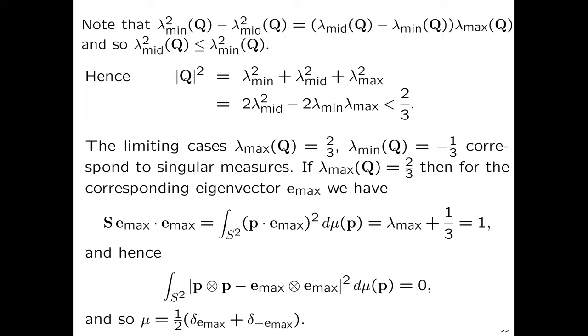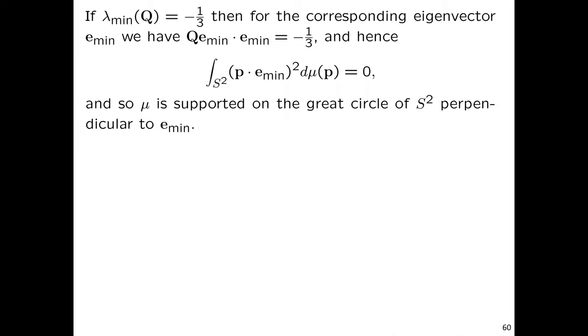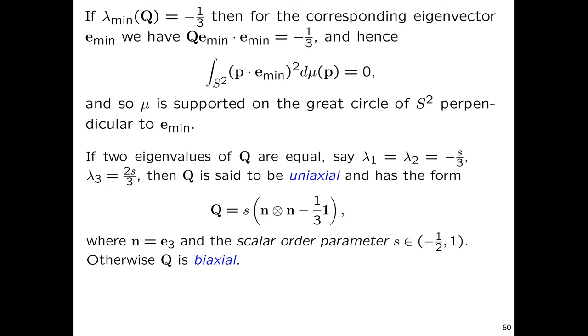And so that means that mu has to be supported on p equal to plus or minus e_max, so it has to be a half the Dirac mass at e_max plus a half the Dirac mass at minus e_max. So that's a singular measure with perfect orientation in the direction of e_max. And similarly, if lambda min is minus 1/3, then for the corresponding eigenvector e_min, Q e_min dot e_min is minus 1/3. And that implies that the integral of (p dot e_min) squared against mu is 0, which means that mu is supported on the great circle of points perpendicular to e_min. That's also a singular measure. Now, if two eigenvalues of Q are equal, say lambda 1 equals lambda 2 is minus S over 3, and lambda 3 is twice S over 3.